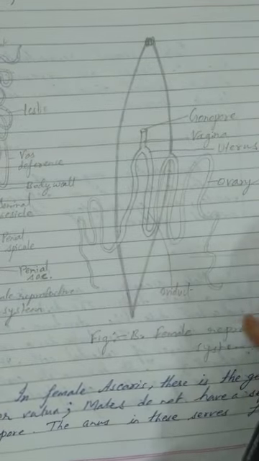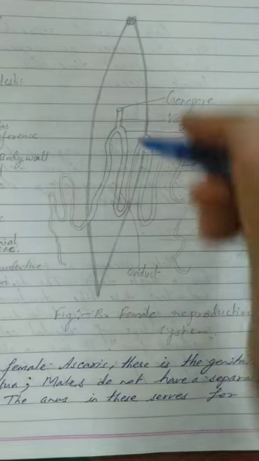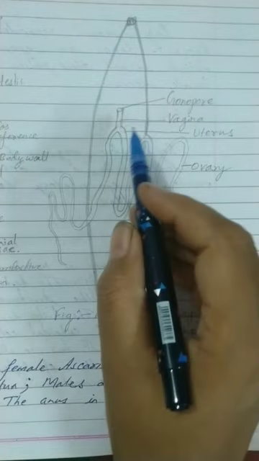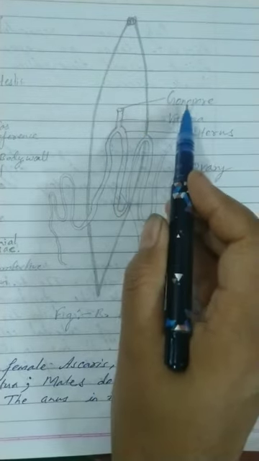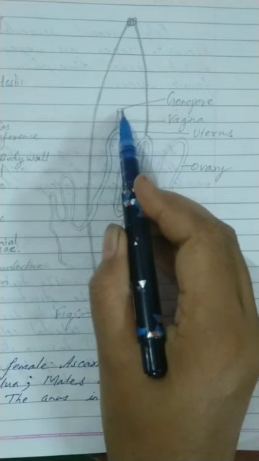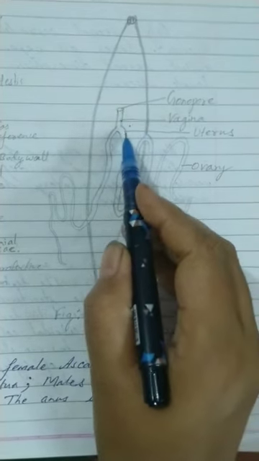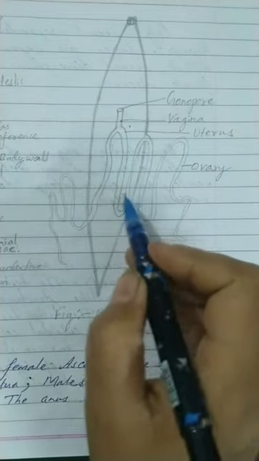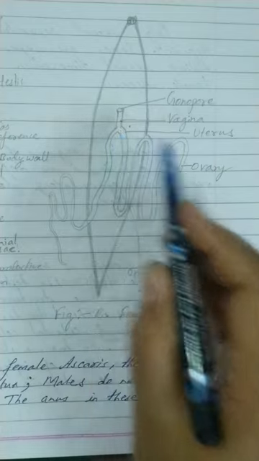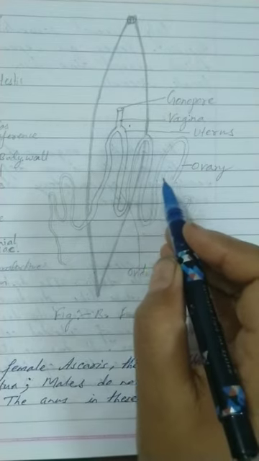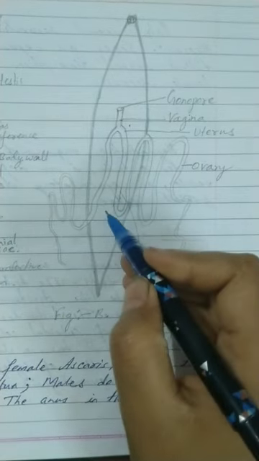Now coming to the female reproductive system. This is the diagram of the female reproductive system of Ascaris. Here we can see this is the gonopore, from where the female Ascaris is inseminated. This is the vagina. The uterus is common for both the ovaries. Then this is the portion of the ovary. There are 2 ovaries in one Ascaris.